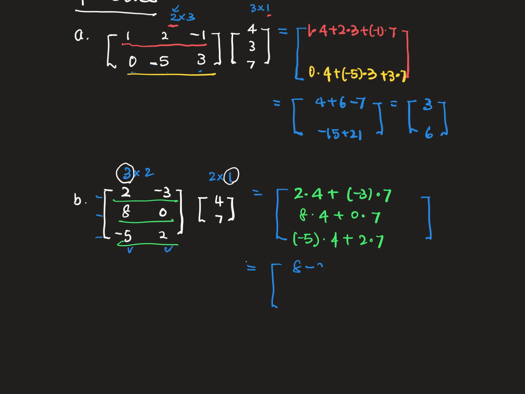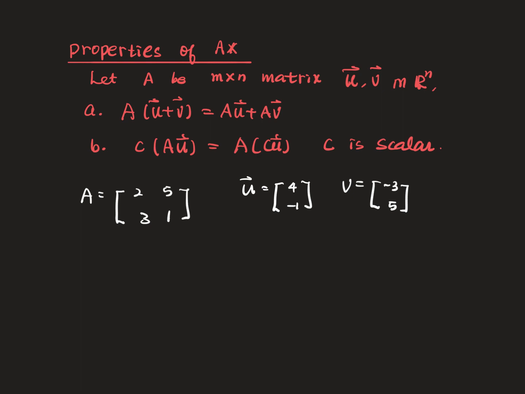A minus 21, 32, negative 20 plus 14. A minus 21, that's the negative 13, 32, negative 6. That's how you find the product of matrix and column, okay? Next one is the property of the product of matrix and vectors.